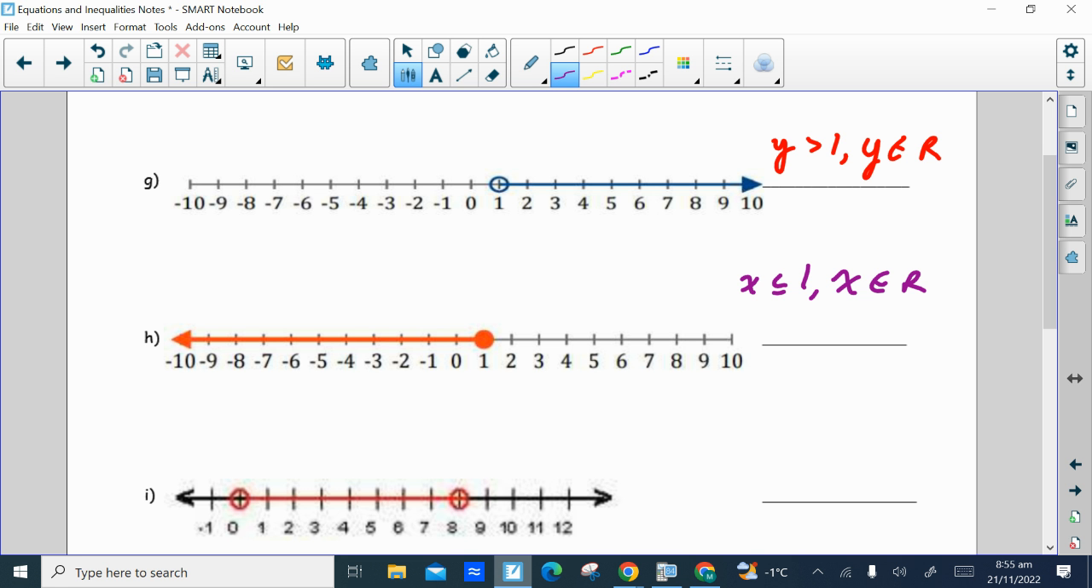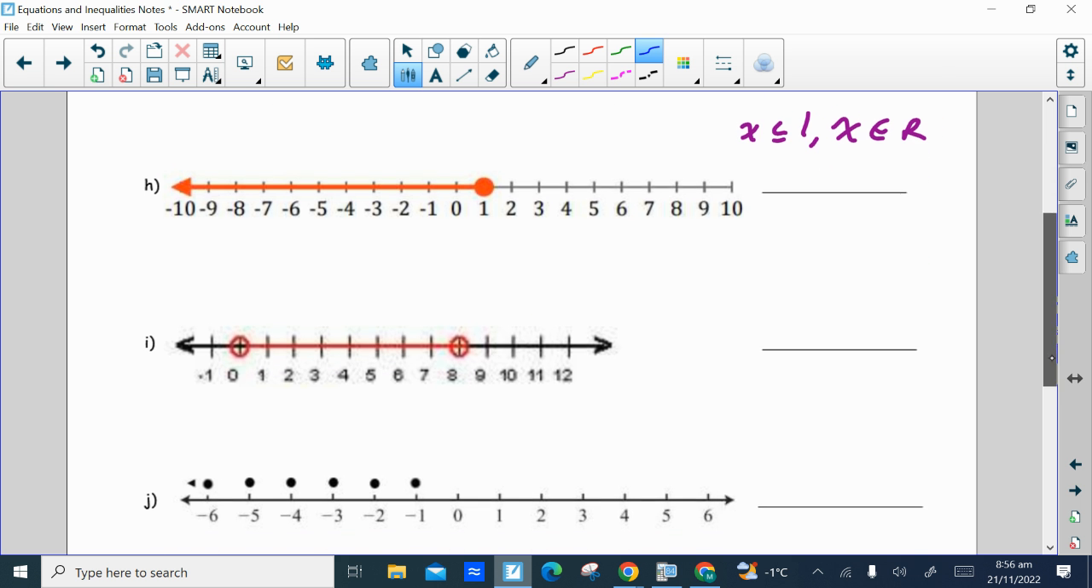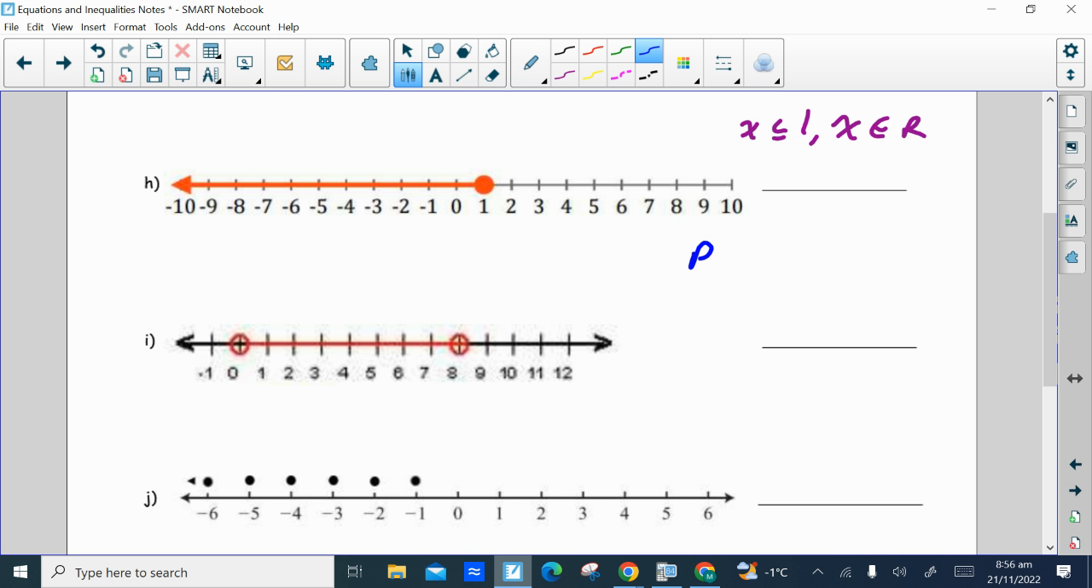So in this case here, the original number line was black. You've got an open dot on 0 and an open dot on 8 with a line in between. So if you want to write two different statements, that's fine. You would say that, let's say P is greater than 0, comma, P is less than 8, comma, P is an element of real numbers.